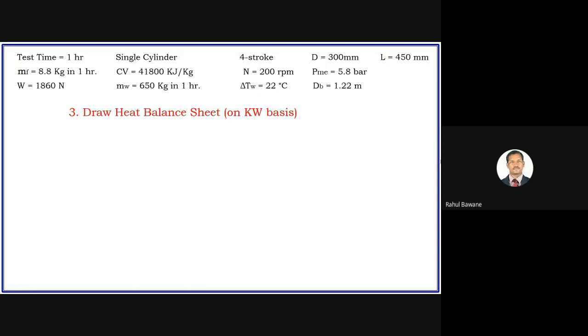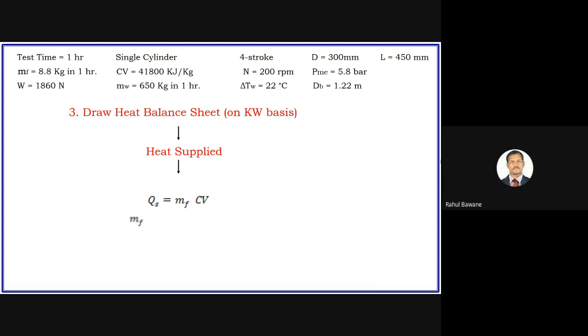So we have to calculate first the heat balance sheet on kilowatt basis. Kilowatt means kilojoule per second. So heat supplied is equal to MF, mass of fuel consumption, multiplied by CV. So QS, heat supplied, is MF into CV.